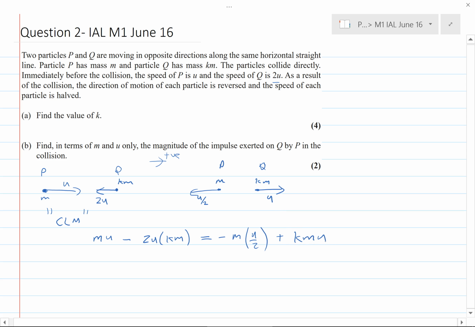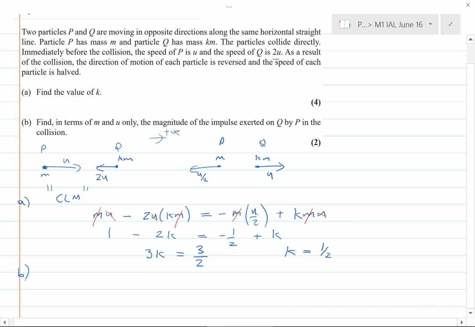Now m and u cancel here. So we're left with 1, take away 2k, equals 2. We've still got 2 on the bottom, so it's minus half, plus k. So that gives me 3k equals 1.5, which is 3 over 2. So k equals half. Okay, that's part A.